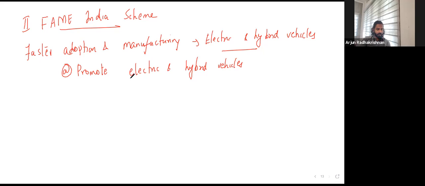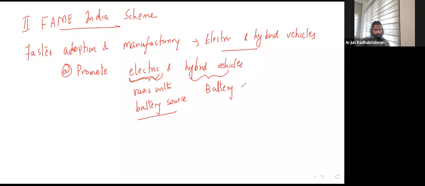So what is an electric vehicle? An electric vehicle runs with a battery source, and hybrid vehicles use both battery and fossil fuel.